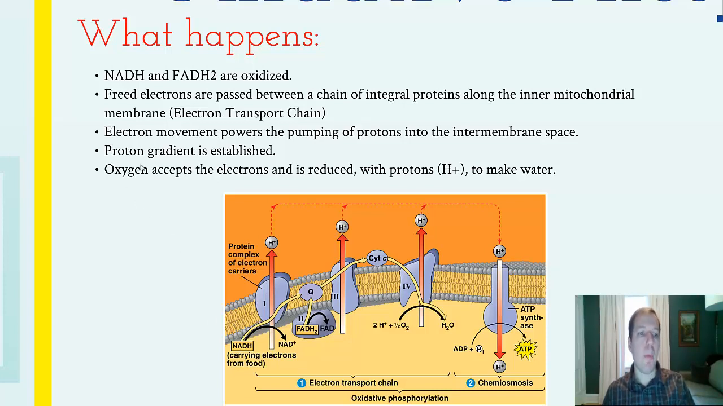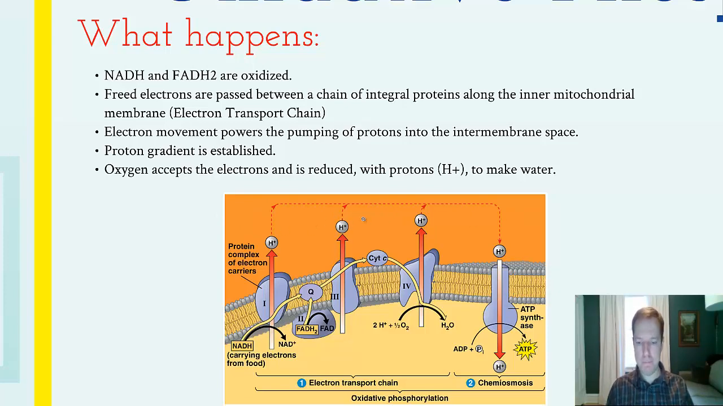We are creating a proton gradient. The proton gradient means we are creating a high concentration of protons here on the exterior part of this inner mitochondrial membrane. This is called the intermembrane space. Because the intermembrane space is very small in volume, it is much quicker and easier to be able to create that proton gradient.